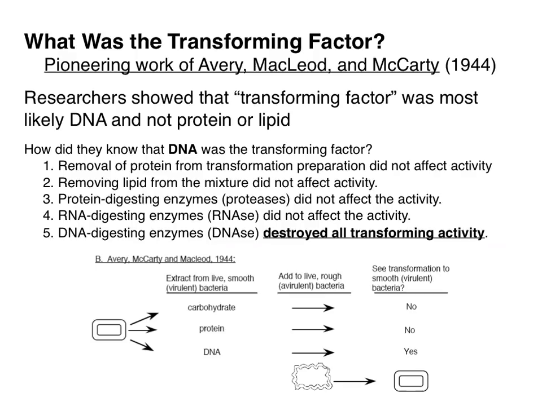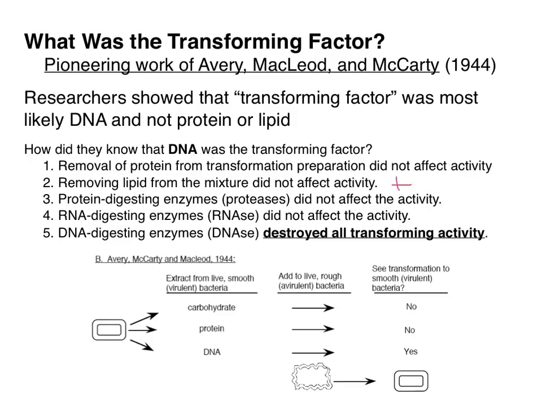So, for example, if they treated the extract with enzymes that destroy fat, these would be lipases, the lipid would be gone from the extract. They could take that extract and then see if it was still capable of transforming the living rough cells into living smooth cells. So they did that. They treated the extract with lipases, they destroyed the lipid, they added the extract to living rough cells, and they actually were still able to successfully transform those bacteria. The living rough cells became living smooth cells. So that finding suggested that it wasn't lipid that was serving as a transforming factor.